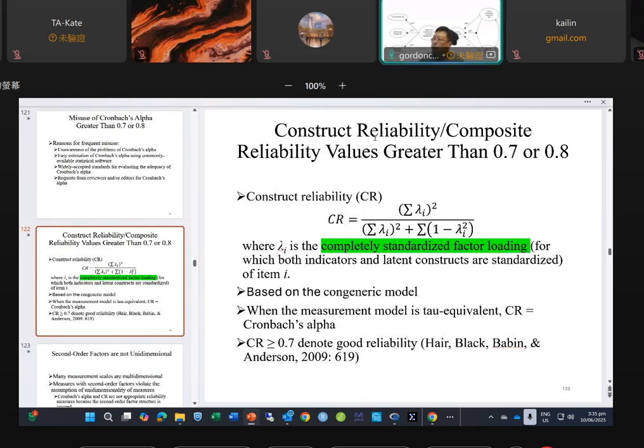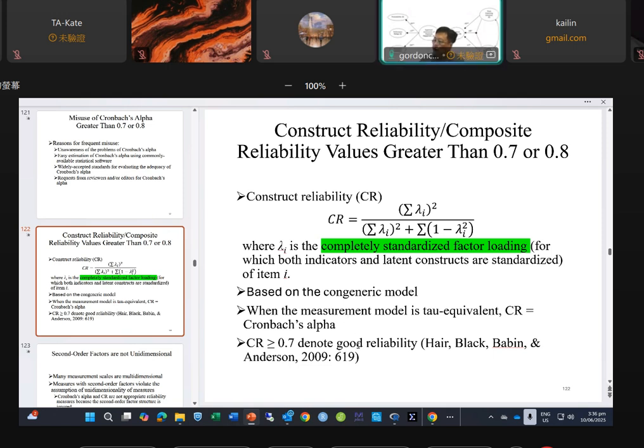There's another measure of reliability. We call this construct reliability or composite reliability. It is based on SEM. Based on SEM, the lambdas are the standardized factor loadings, completely standardized factor loadings. This is the equation for how you calculate construct reliability. It doesn't assume tau equivalence as in Cronbach's alpha. That means it doesn't assume the factor loadings to be the same for all items.